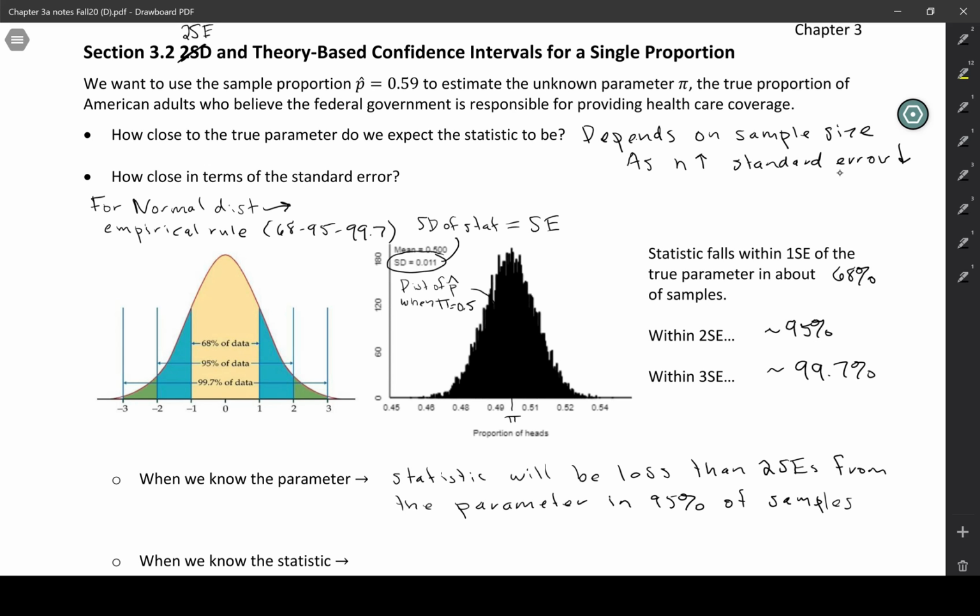So at first that seems like a silly thing to do. We're pretending that we know the parameter, but that's not actually what we have. What we actually have is a statistic, 0.59. But the reason that this is useful is because we can turn it around. If the statistic is less than 2 standard errors from the parameter, we can turn it around and say that the parameter is less than 2 standard errors from the statistic.